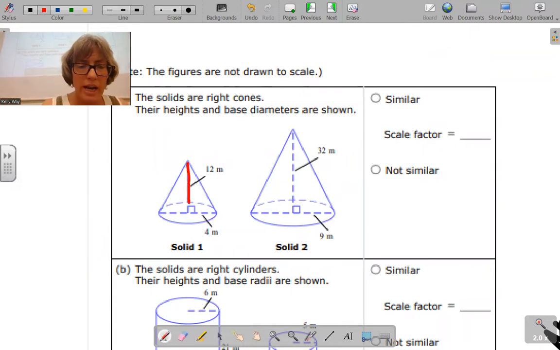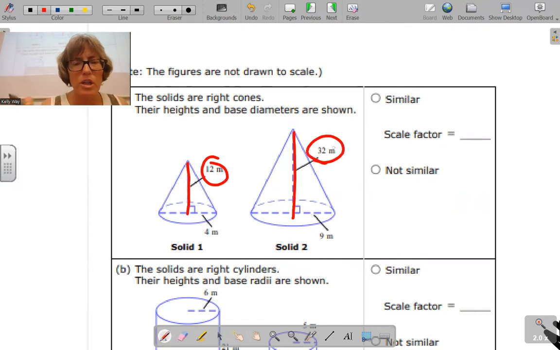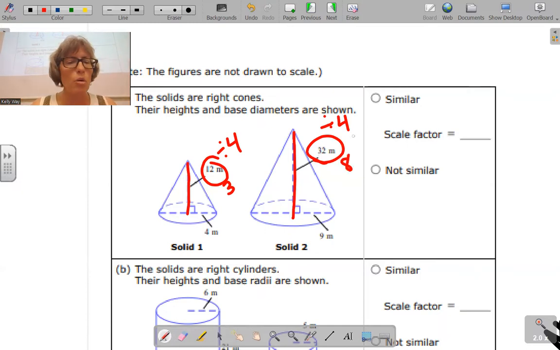So I'm going to go height to height, 12, 32. Both of those are divisible by 4. So I'm going to see if it matches. 12 divided by 4 gives me a 3. 32 divided by 4 gives me an 8. I can't go anywhere else there.